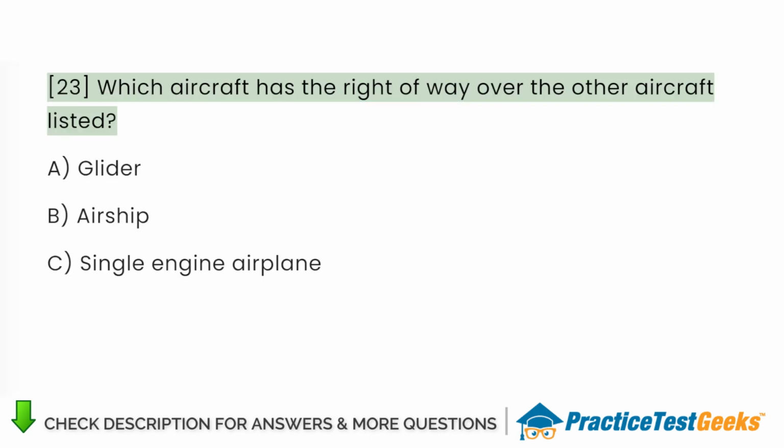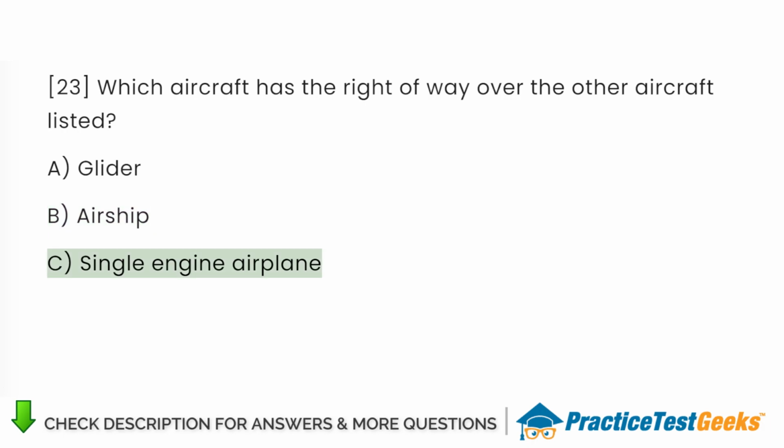Which aircraft has the right-of-way over the other aircraft listed? A. Glider. B. Airship. C. Single-engine airplane.